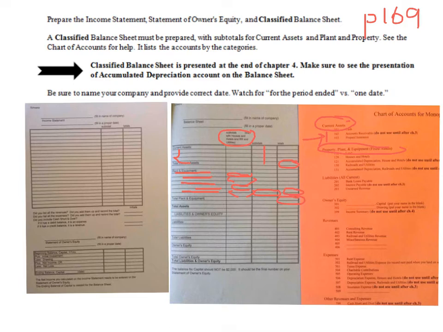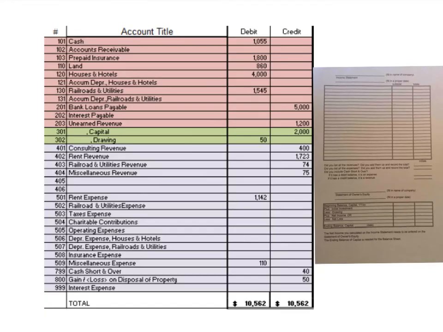Please also make sure to write a nice title on all of the statements as I mentioned in class, and a proper date. Okay, watch for those: for the period ended versus one date. Which one is which? Balance sheet, just like we did in class.